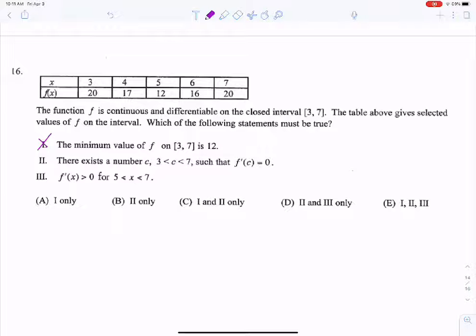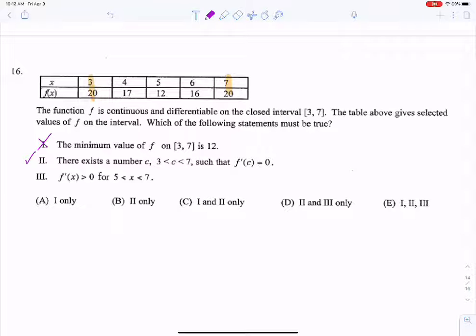Next, there exists a number c on 3 to 7, so I'm going to highlight those points from here to here, such that f prime of c equals 0. That is true. The reason is the function is continuous and differentiable, and f of 3 equals f of 7. Therefore, by Rolle's theorem, there must exist a c on that interval such that f prime of c equals 0. So this is absolutely true.